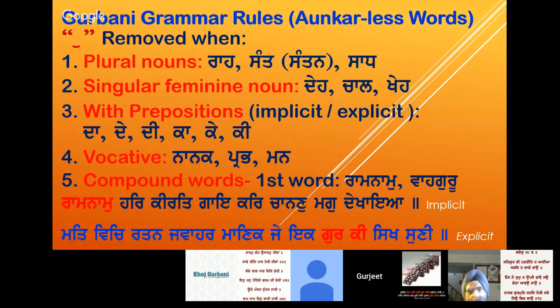But in case of explicit prepositions, it's very visible. Mat vich ratan jawahar manak je ek gur ki sikhya suni. So gur ki aa gaya, that's why the gur has no onkar. In Ram Nam, Ram da Nam. So there's a da hidden between Ram and Nam. So this is an implicit case and there's an explicit case. So in such cases, the onkar is not available, has been taken off.